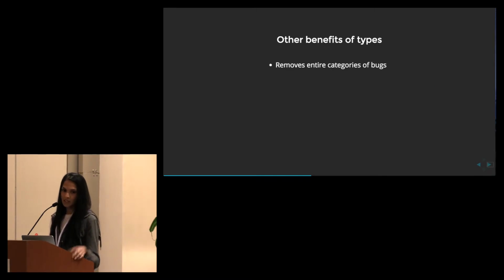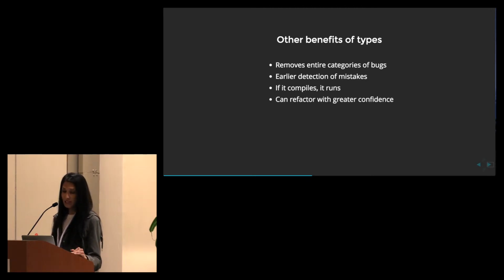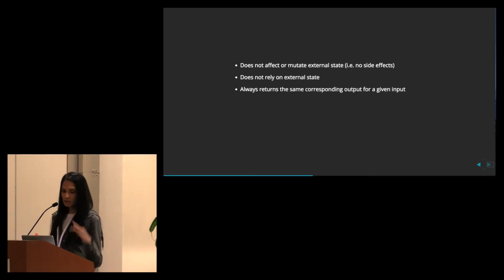There are lots of other benefits that I could go on about forever. I could create a whole presentation on types, but it removes entire categories of bugs and gives earlier detection of mistakes, as we saw. It gives you this guarantee as a programmer that if it compiles, it runs most of the time. You can refactor with greater confidence, and it serves as a domain modeling tool. I wrote a blog post about this if you're curious about all these other benefits, but I'll leave those out for today. So, going back to our mental model of what makes code easy to reason about.